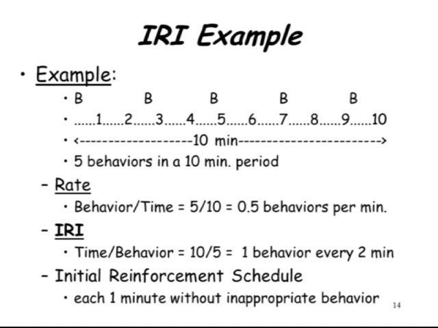If I want to make the initial reinforcement interval shorter, I'm going to go down to 1 minute. So I'm going to reinforce this student every minute that he or she has not engaged in a problem behavior. This works better if you have some kind of token system, because it's hard to deliver a reinforcer every minute.